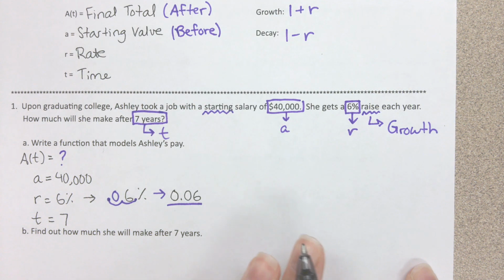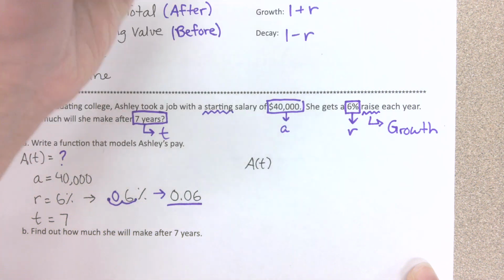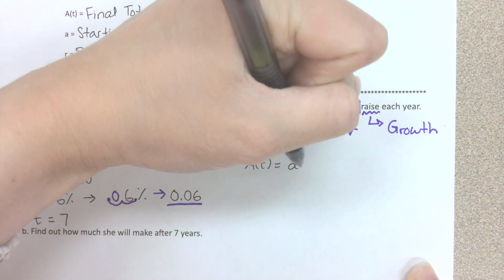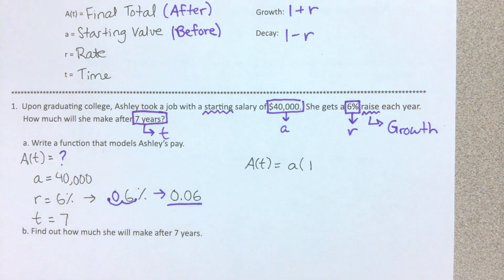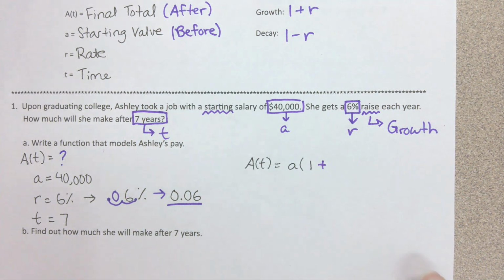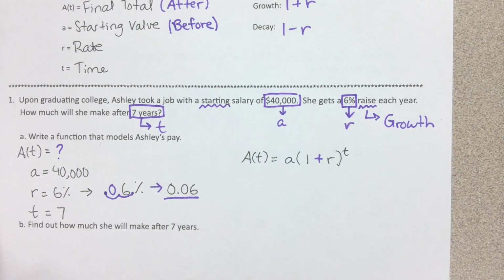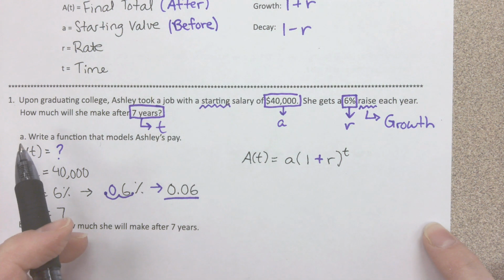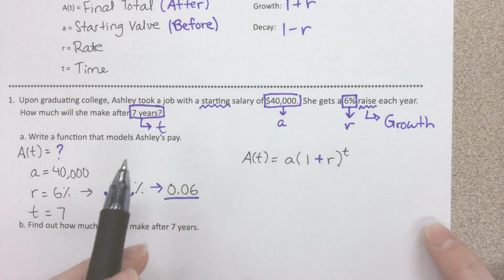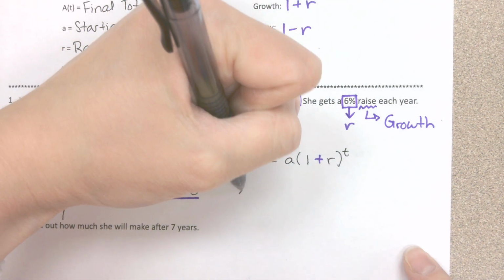First thing I like to do is write out the general equation without anything plugged into it. A of t is equal to little a times 1, and since it's growth, this is a plus r problem, to the t power. And then we set up the equation. Part A says, write a function that models Ashley's pay. So all we're doing here is setting up the problem for part A, and that's it. We'll actually find our answer in part B.